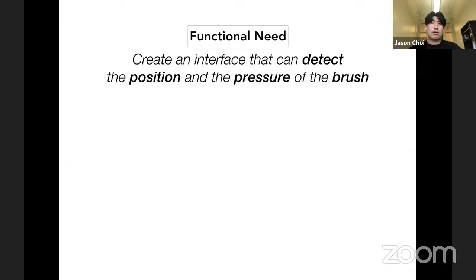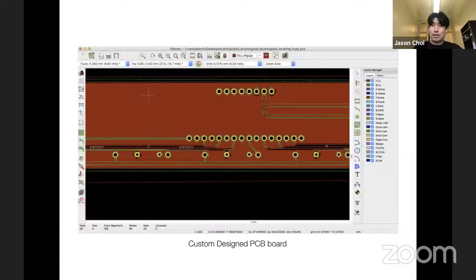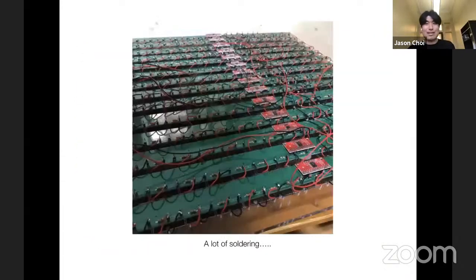I really had this strong functional need to create an interface that can detect the position and the pressure of the brush. And to implement this functional need, I selected a DIY, do-it-yourself approach, which involved building my own custom FSR sensors, designing my own PCB board, and also printing them out. And of course, a lot of soldering.